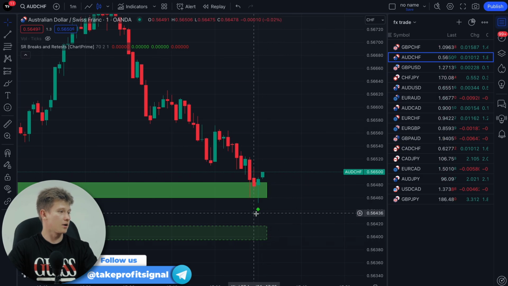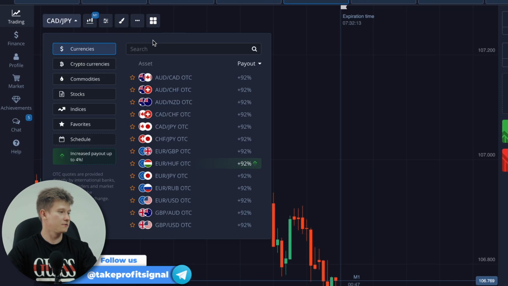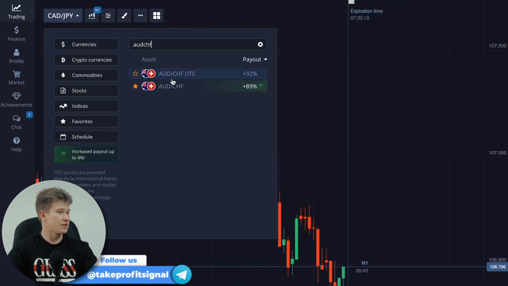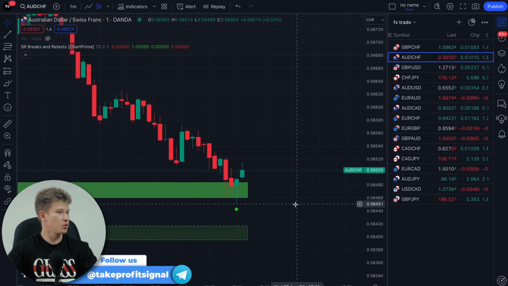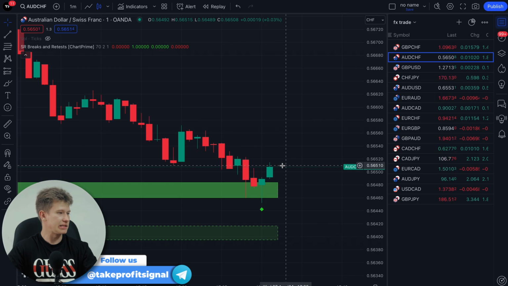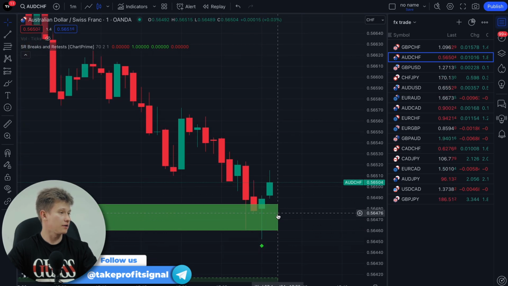On this asset we have the following signal. Let's also quickly find this asset. 89%. Anyway, the price has started to grow so far. Let's wait for a small pullback. I will go into a deal on the rise. I'm sure there will be a good continuation of this movement.